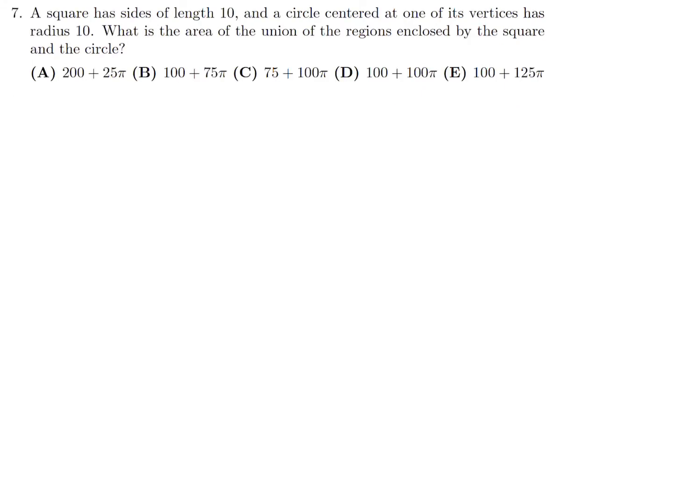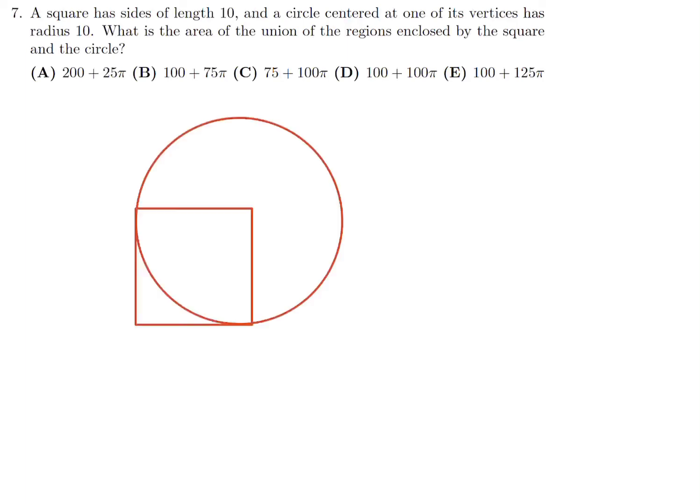A square has side lengths of 10, and a circle centered at one of its vertices has radius of 10. What is the area of the union of the regions enclosed by the square and the circle? So this is approximately what the diagram looks like. This is a square. Obviously it's got 10 as its sides, and that circle has a diameter of 20, a radius of 10.